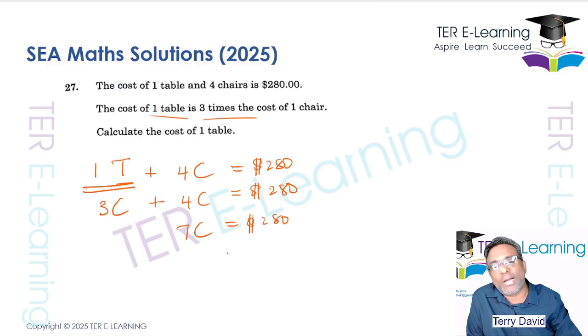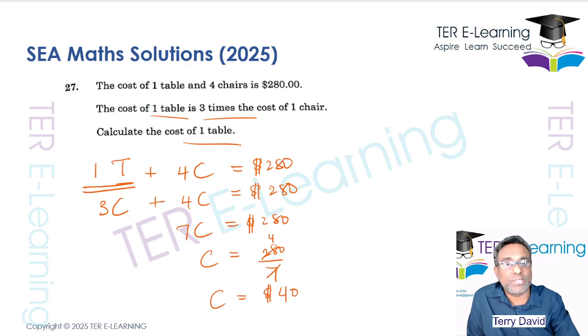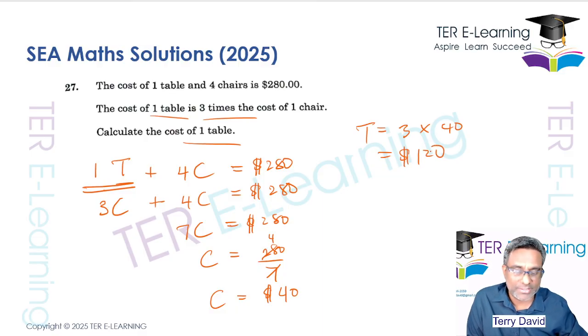What I would do is work out the cost of 1 chair by taking 280 and dividing that by 7. 7 can go into 28 4 times, so the cost of 1 chair is $40. The question says, what's the cost of 1 table? We know it's the cost of 3 chairs, so we just need to take 3 and multiply by 40. 4 3s are 12, so that's 120.